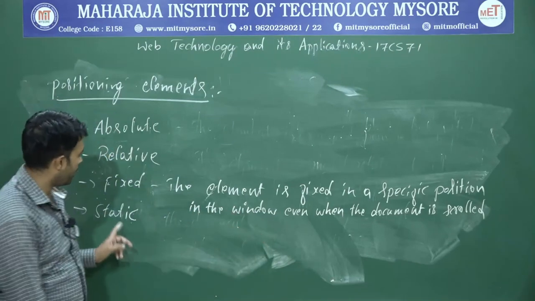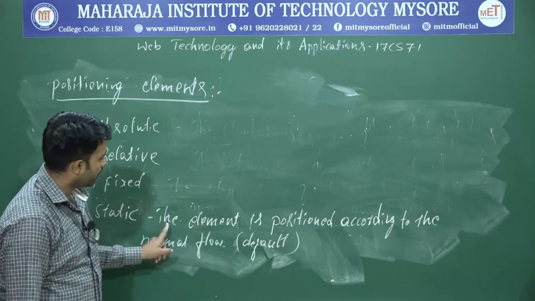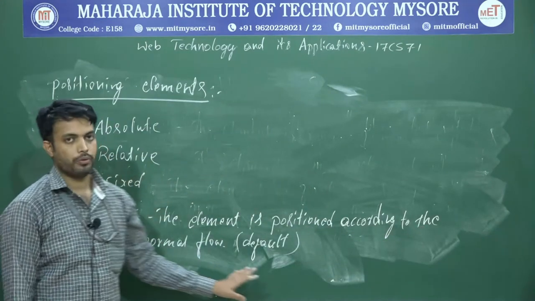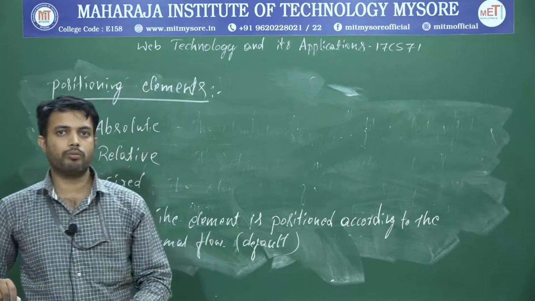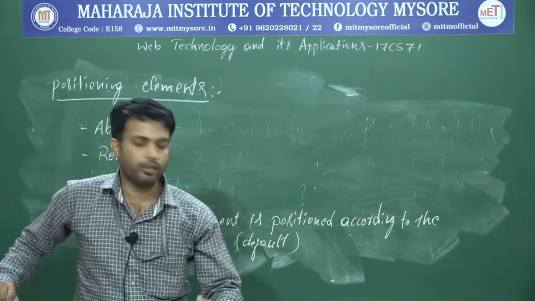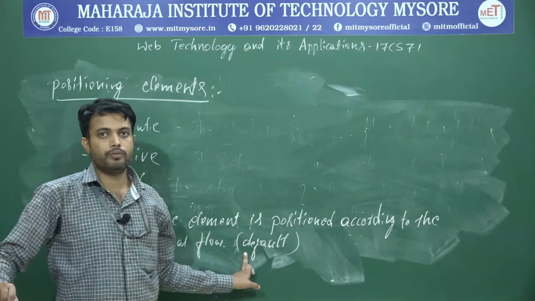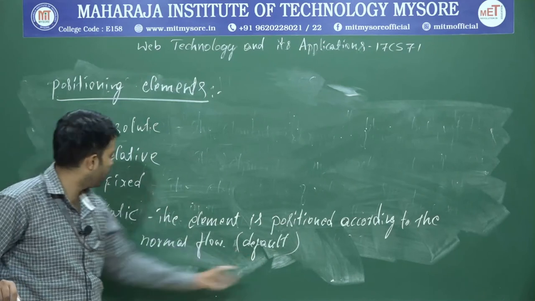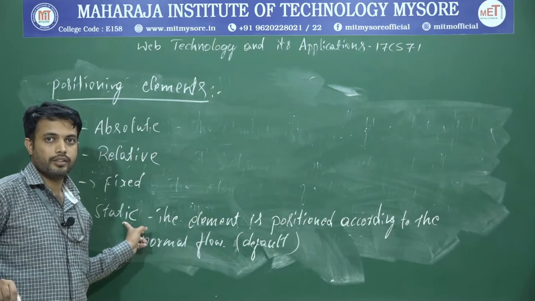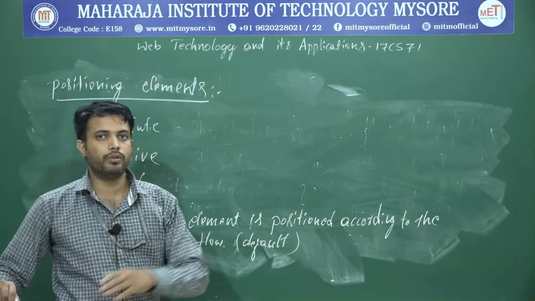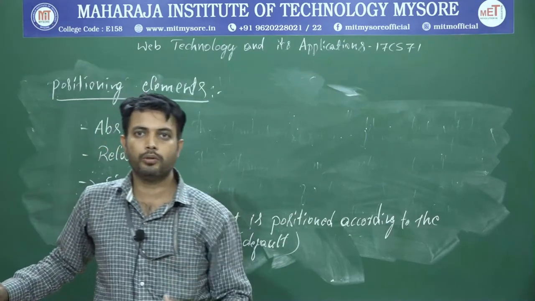Next one is static. Static is nothing but the element is positioned according to the normal flow. That means it is going to display from left to right and top to down, and this is the default. If you do not mention any position, by default it is static. It will follow that normal flow, that is from left to right and from top to bottom.